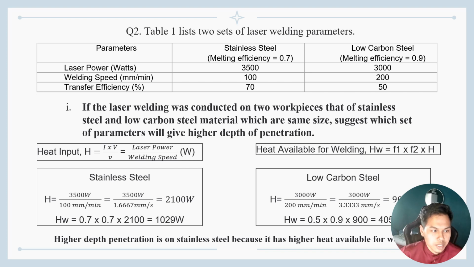Next is how I managed to get which material has the higher depth of penetration. As I calculated, for stainless steel I managed to have 1029 watts of heat available for welding, and for low carbon steel I managed to get 405 watts. So we can conclude here that stainless steel has the higher depth of penetration because the heat available for welding is higher compared to low carbon steel.